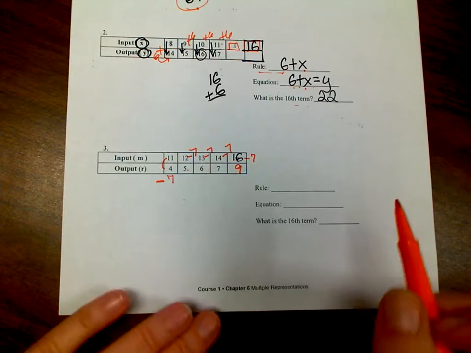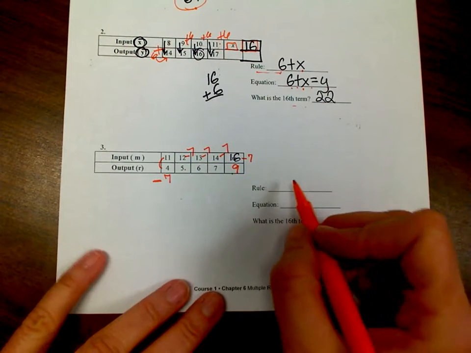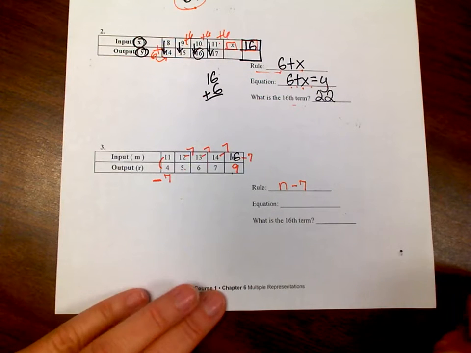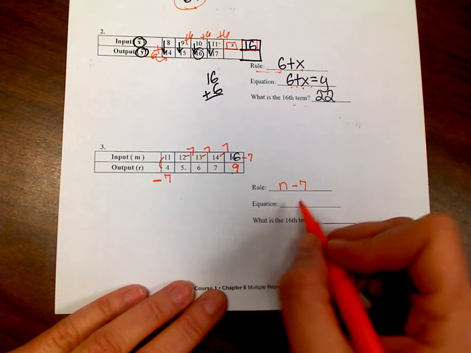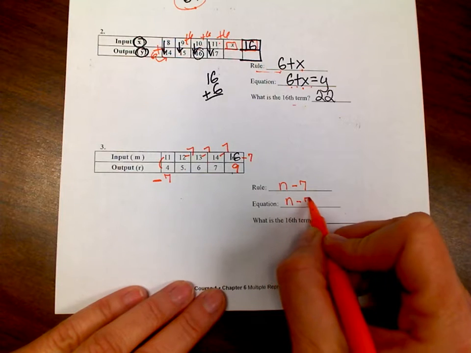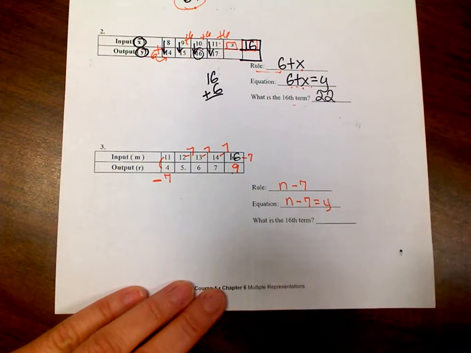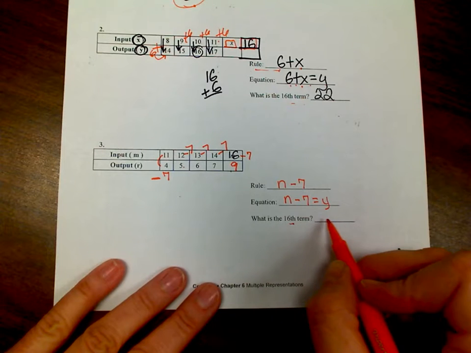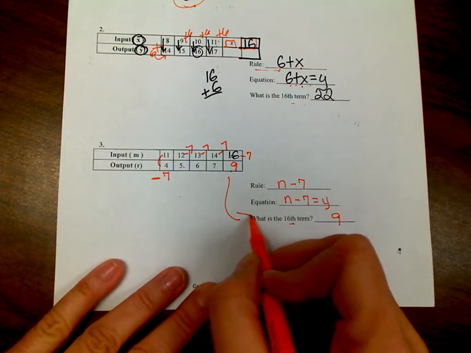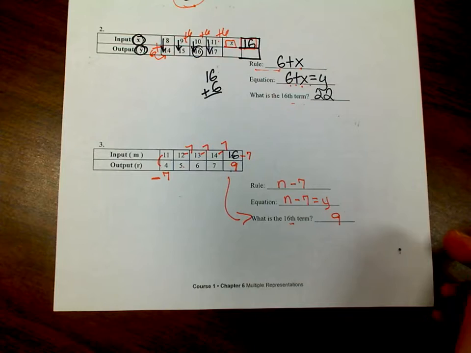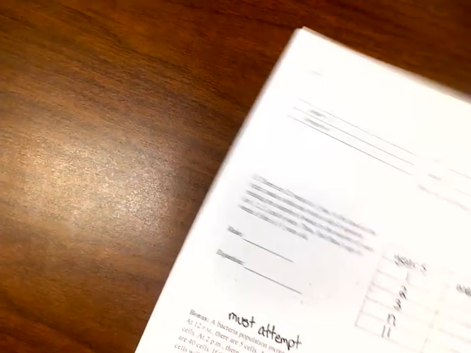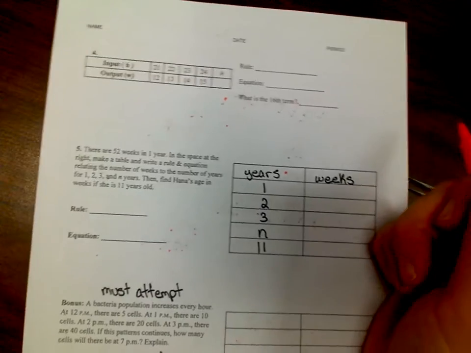Okay, the rule would be N minus 7. The equation would be N minus 7 equals y. And the 16th term would be 9. Number 4.